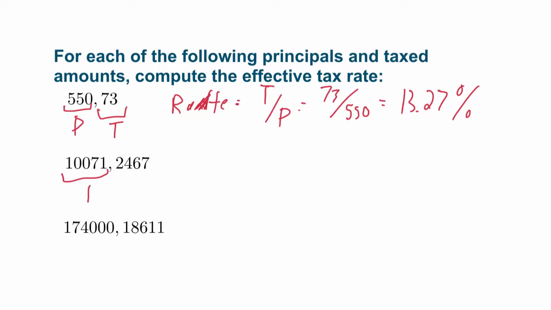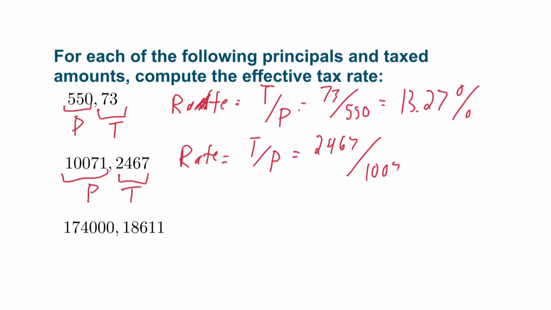Let's look at a more extreme example. Here the principal is just over 10,000, 10,071, and the tax amount is just under 2,500. In that case, your rate is again computed as T over P, and this works out to be about 24.5%. In this case, about a quarter of the value of whatever this is, your income, maybe you have a boat or something, a quarter of that value was taken for taxes.